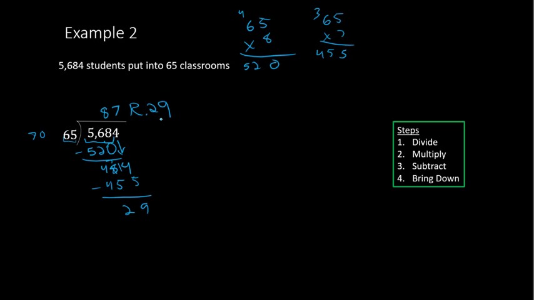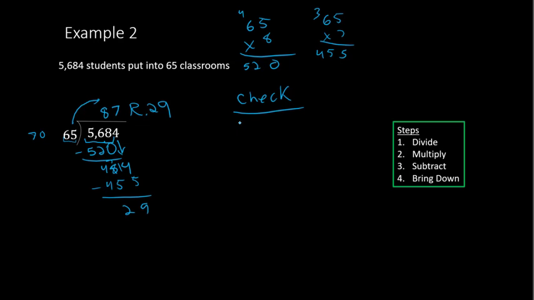What that means in this context is that in each classroom, we would have 87 students, and then there's a remainder of 29, meaning there's 29 students left over that you need to put into those classrooms still. So each room we get 87, and then 29 kids left over. Then to check our work, we can multiply the 65 times 87, then add that with the 29, the remainder. So let's check our work.